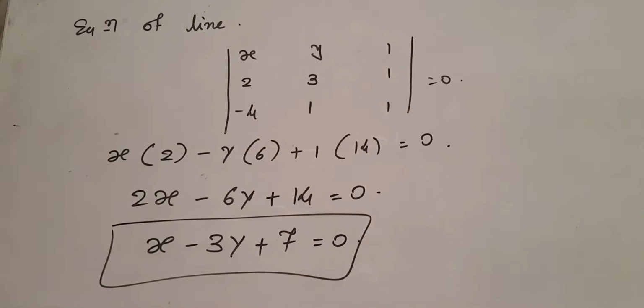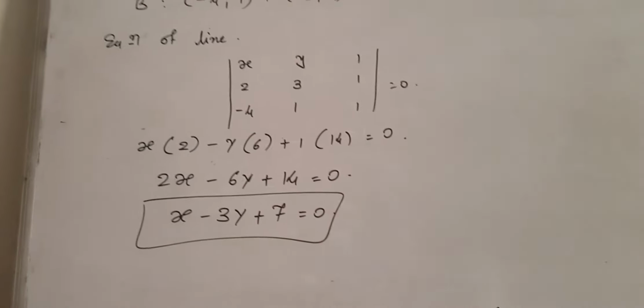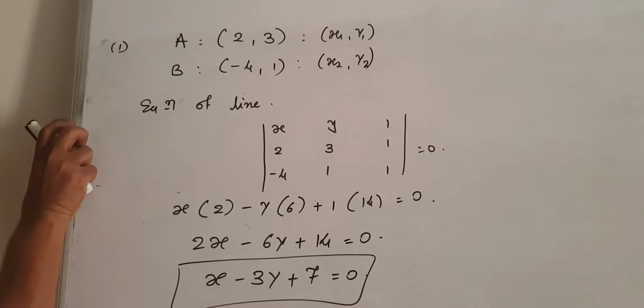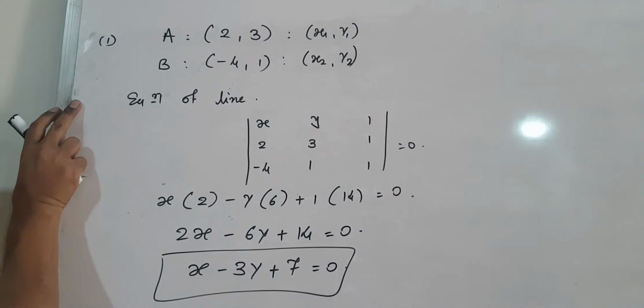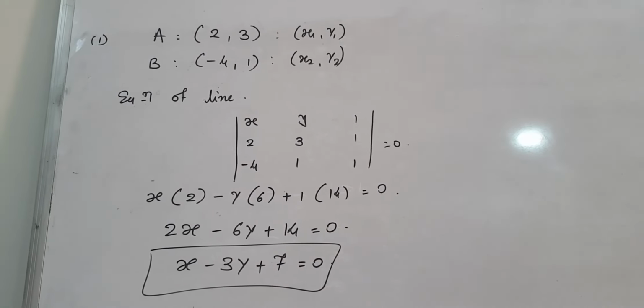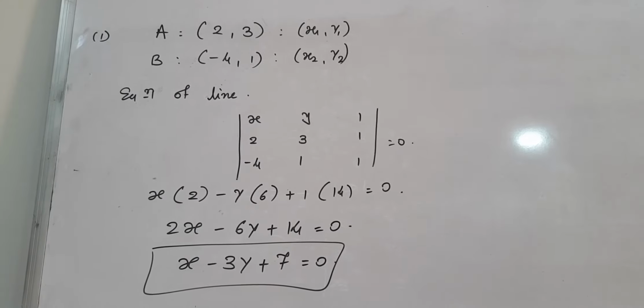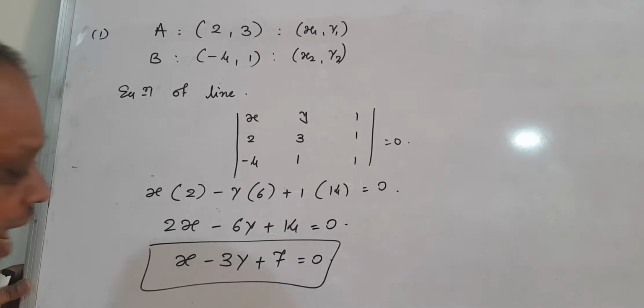This is the equation of the line passing through two distinct points, A(x1, y1) and B(x2, y2). You understood? So only these two formulas, and you have to solve exercise number 4.3.